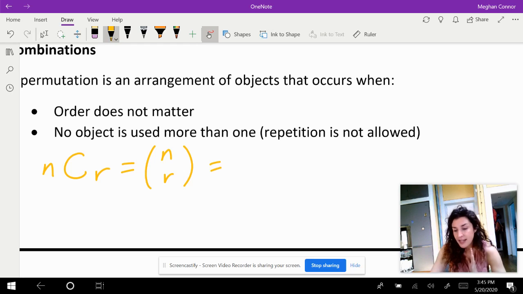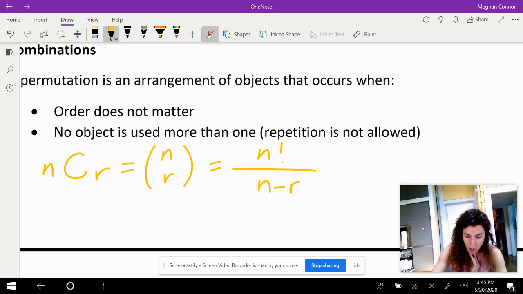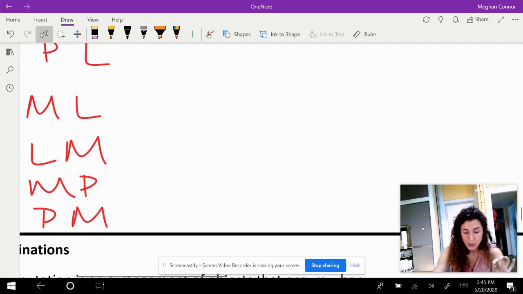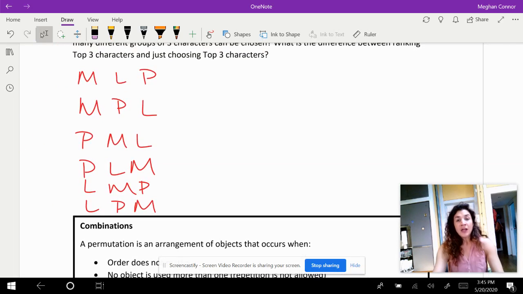The formula is very, very similar to our previous one, where we have n factorial over n minus r factorial, but we have to divide out the fact that these 6 different options up here are really actually the one same option for combinations. Whereas permutations, these are 6 very different choices. With combinations, those are just one choice.